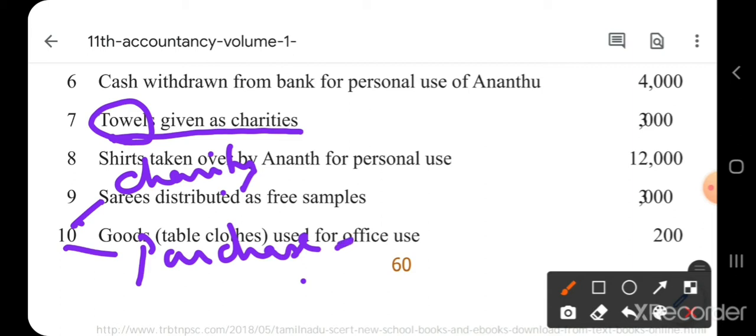Purchase account and charity account. Here purchase is the goods. Towel is the goods, so you treat it as real account. Charity is the nominal account. All expenses, debit all expenses. Charity is also a kind of expense to the company, isn't it?